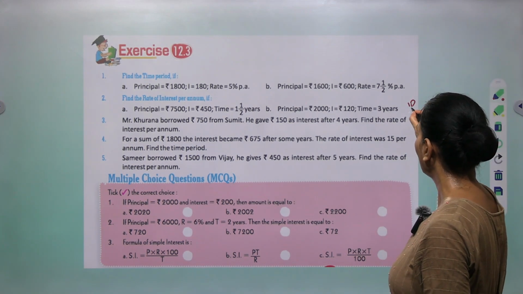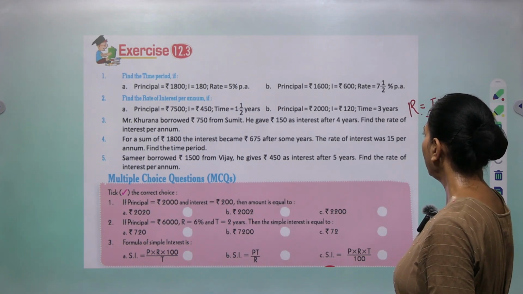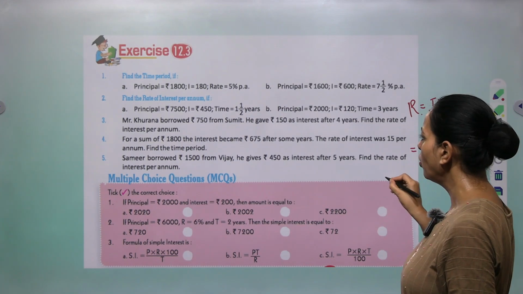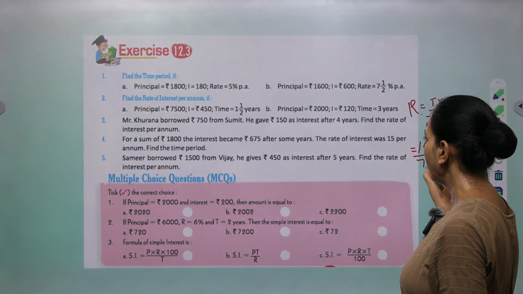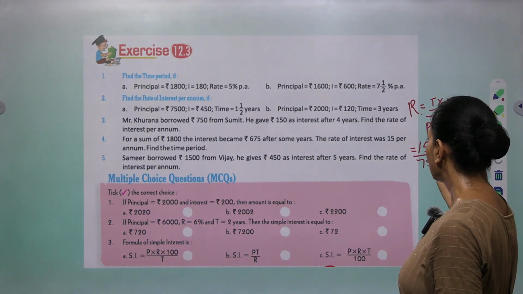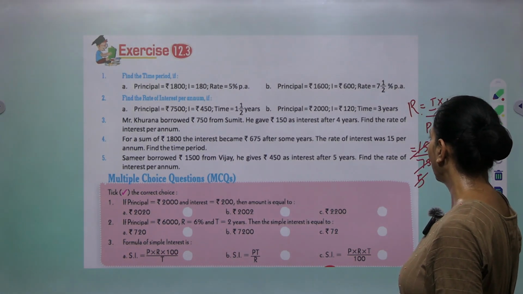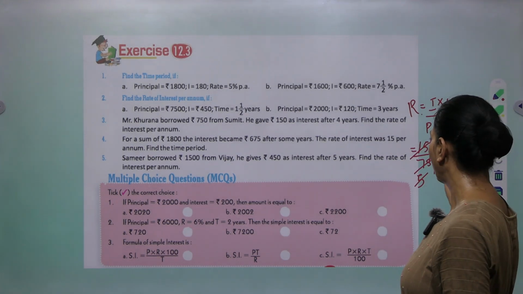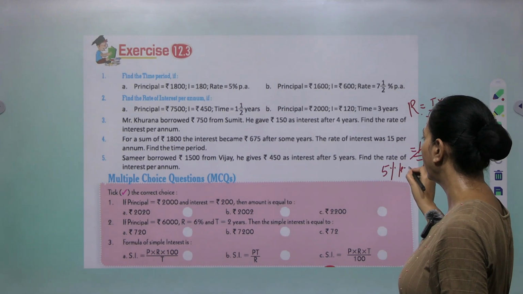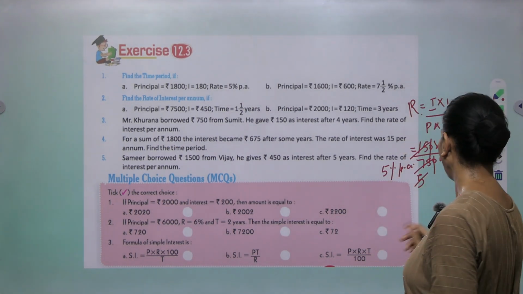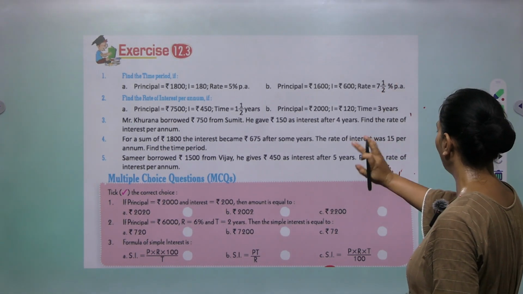I told you rate equals interest into 100 upon P into T. Just substitute the values. Interest is 150 into 100 upon 750 into 4. So the zeros cancel. 15 5s are 75. So 5 2s are 10 and 0 here. So 4 5s are 20. So the answer is 5% per annum. Like this you can try other questions. These are very interesting and easy. You can do it.